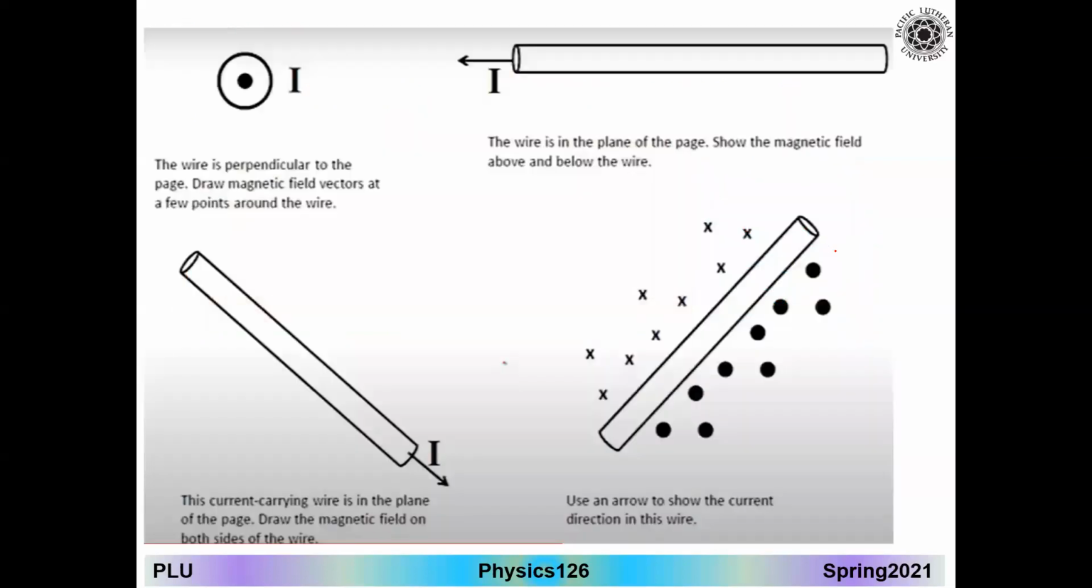Here are a couple of other examples. You're asked to find the direction of the current or the direction of the magnetic field. This is just more practice for the right hand, so you can pause this video and think about the direction for every single one of those four problems.